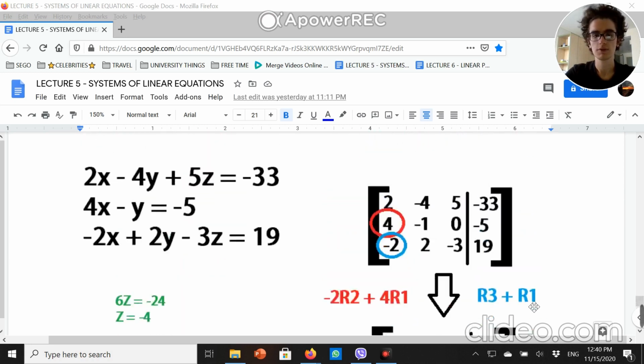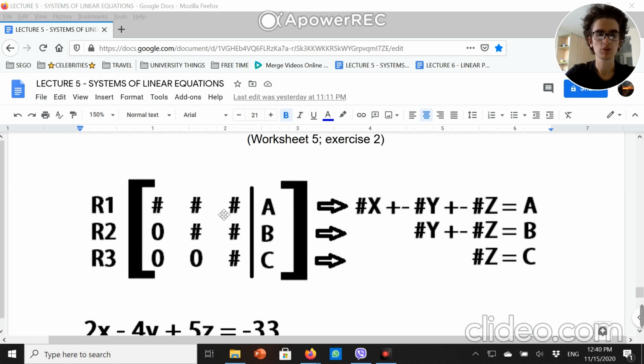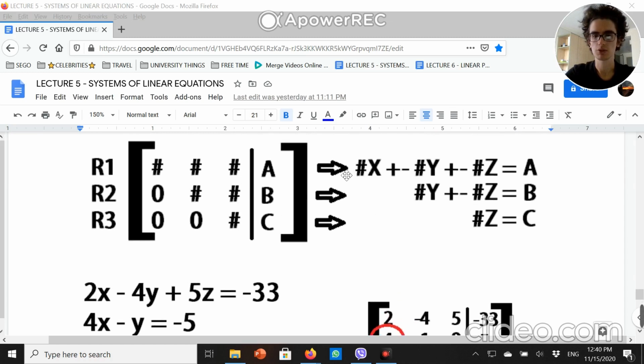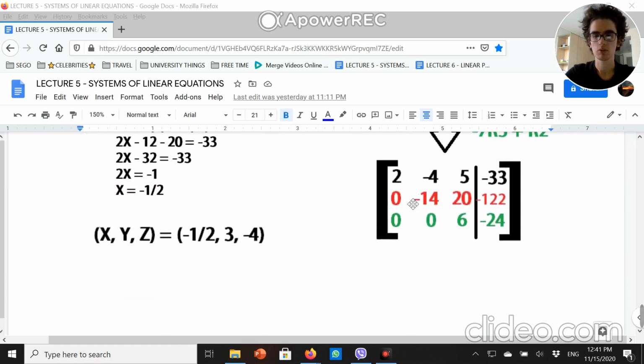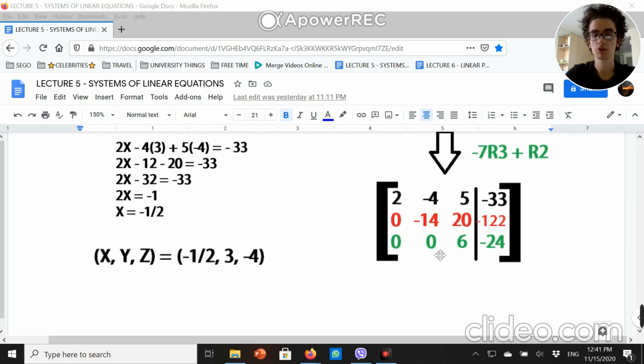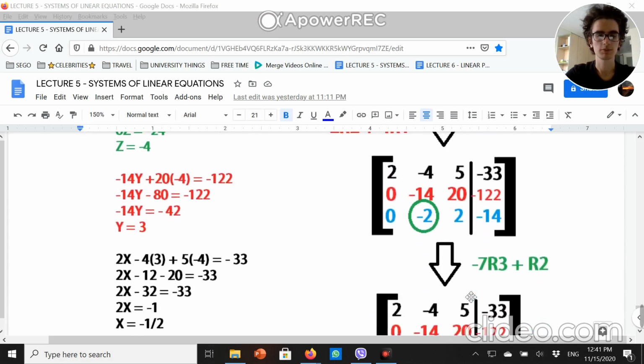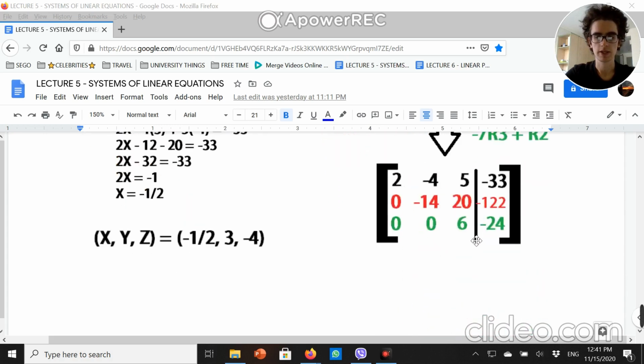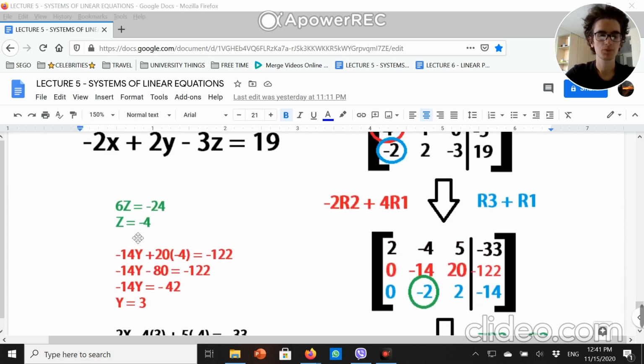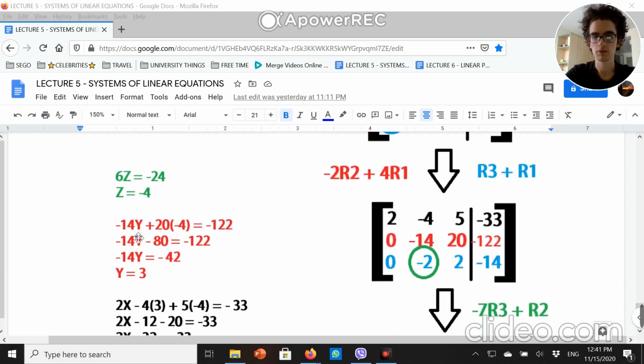And now, if you remember this, these hashtags would be just any numbers that we get. Here we would have 3 zeros, and here we would also have some values in order to get to these equations. And when you take a look, this is exactly what we got. We have 3 zeros, we have some numbers that we got from our calculations, and here we have solutions. So what are we going to do now? Let's calculate for z. 6z equals negative 24. z equals negative 4.